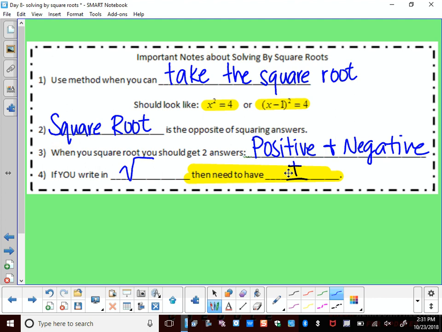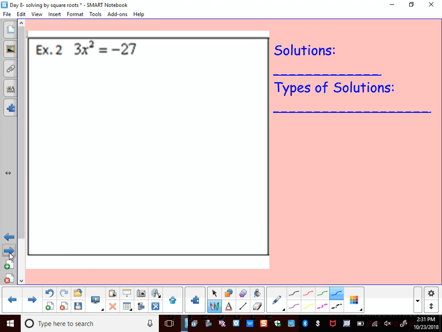So far, so good? Yep. Alright, let's practice. I don't know why it starts off at number 2. I don't know, but I was thinking just go with it.